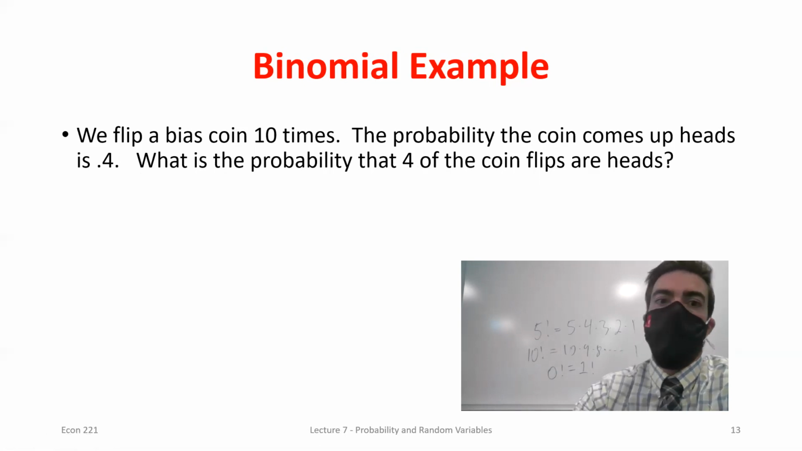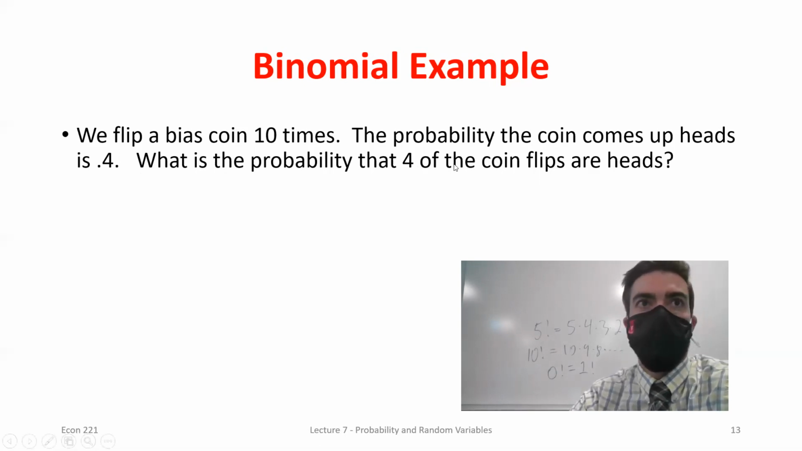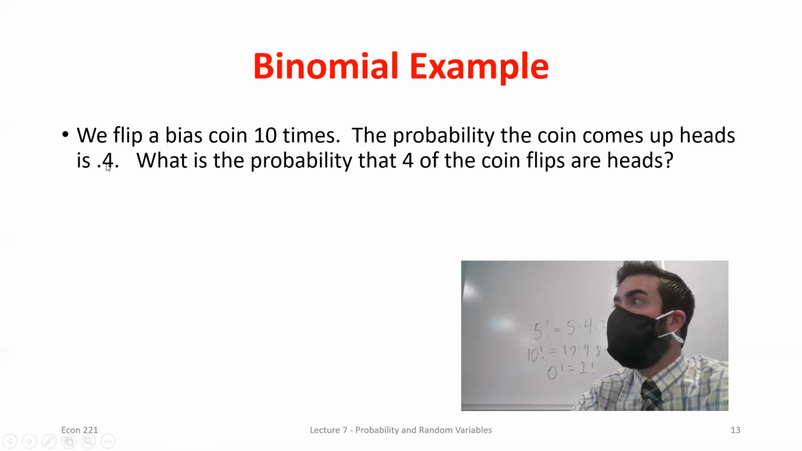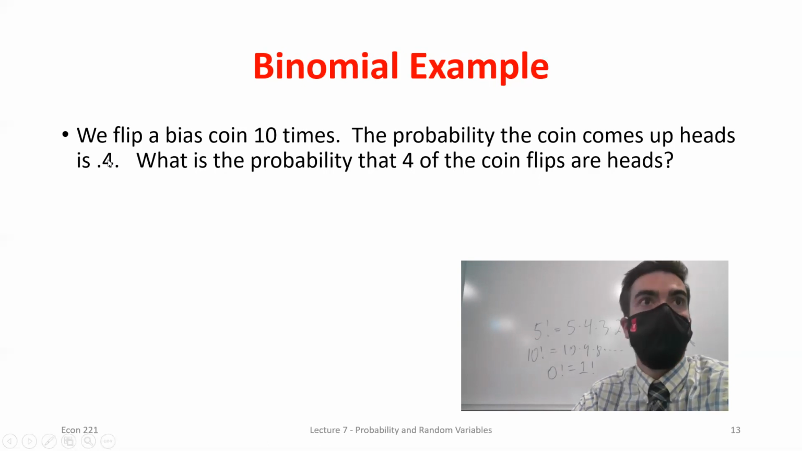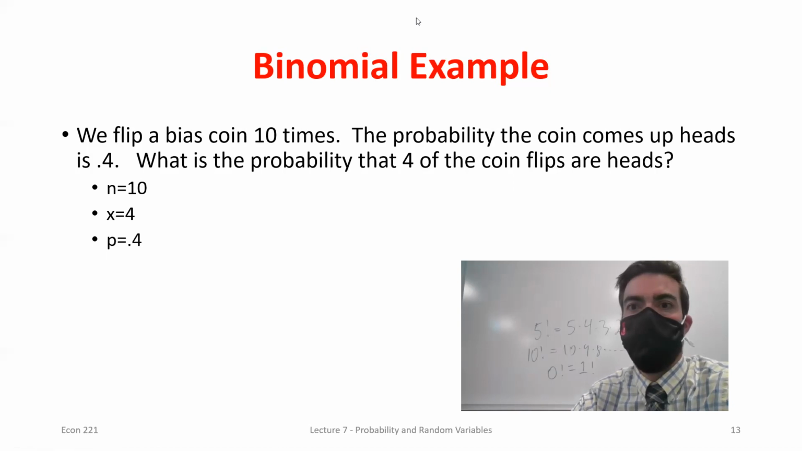Right? Well, my number of trials would be what here? Just 10. I'm flipping the coin 10 times and running the experiment 10 times. What's the number of successes I'm interested in finding the probability of? Well, I want to know the probability that I get exactly 4 of those 10 to come up heads. And the probability in any one coin flip that it comes up heads is 0.4. So I've got my N, my X, and my P here.